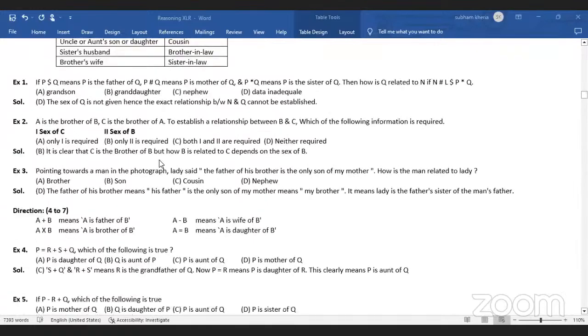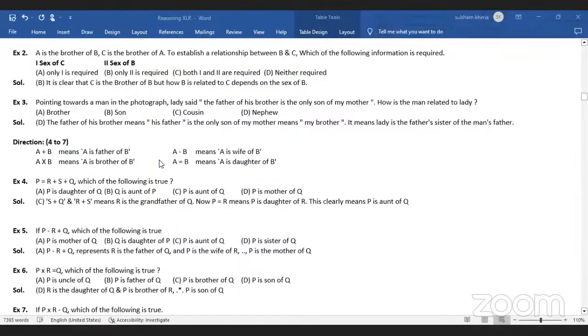See, if this kind of question is given, coding is given: a plus b means a is the father of b. Okay, a minus b means a is the wife of b. A into b means a is the brother of b, and a equals b means a is the daughter of b. 4 codings have been given, and then you have to solve a question like this. P equals r plus s plus q. Okay, now remember this, in such kind of question, always go from the right. Always go from the right. Okay, don't go from the left. You can go, but it's advised to go from the right.